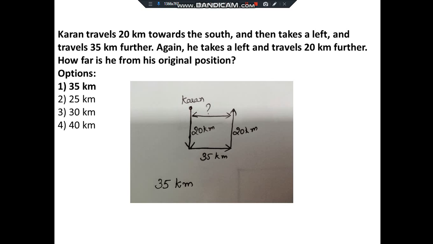A person travels 20 km towards south. See, from a point A, let us consider, from there he moved towards south 20 km and he takes left. Left means moving towards east direction from south. Okay. He travels 35 kilometers. Again he takes a left, that is moving up, and travels 20 km further. How far is he from the original position? See, 20 downwards and 20 upwards. So it gets cancelled and he moved 35 kilometers in addition. So 35 kilometers is the right answer.